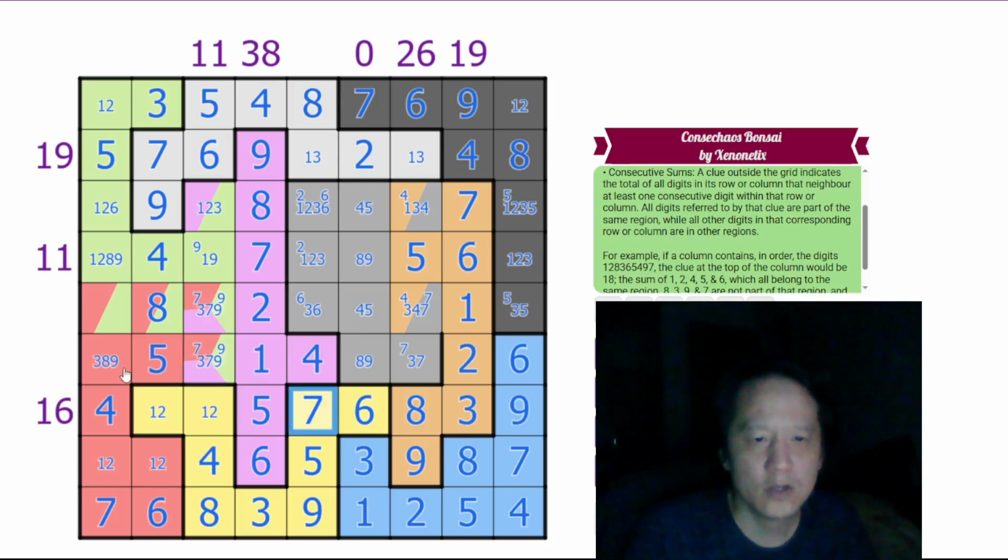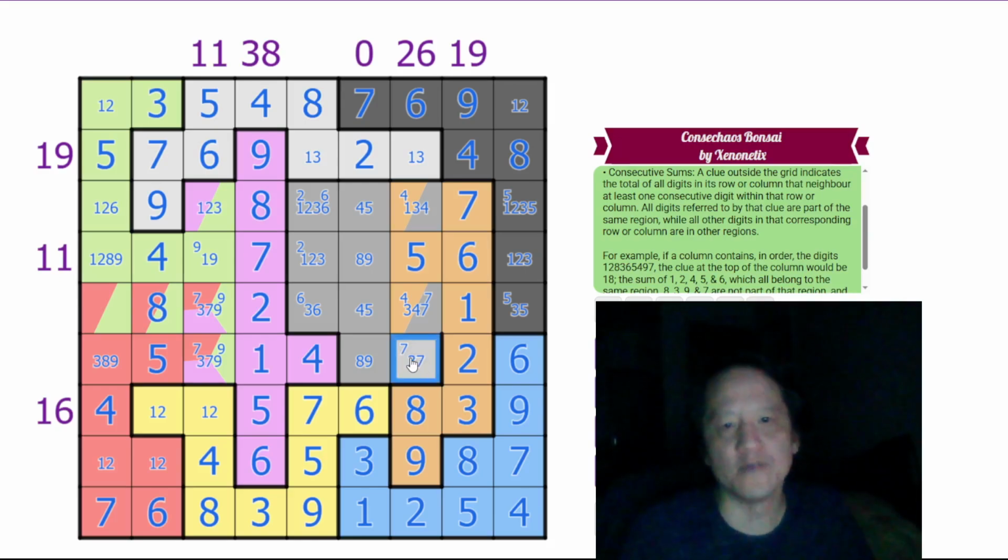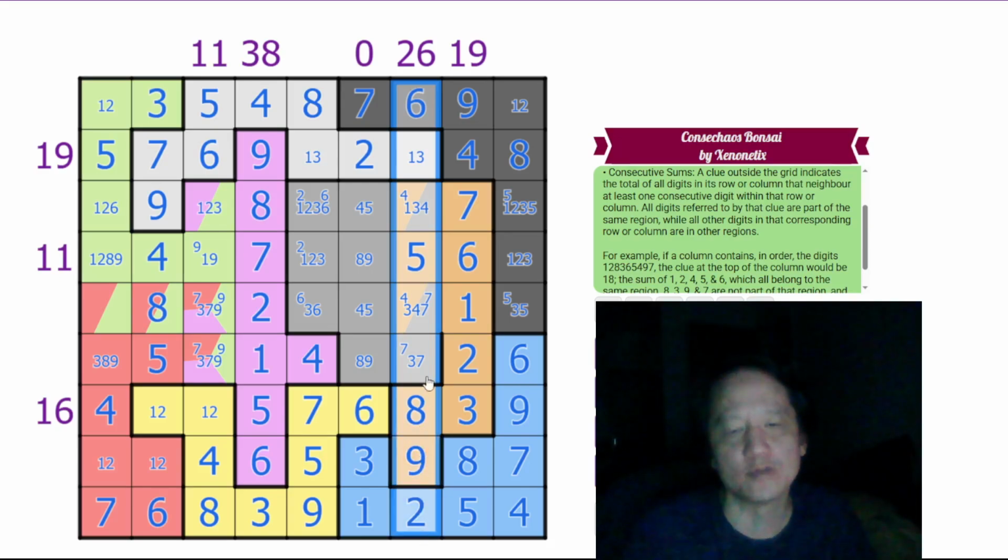Okay. We have a 3. This cannot be 7 because that would be consecutive with 8. And this 26 then would include the 7, which is not allowed. So this is 3. Which eliminates 3 in the rest of the column.